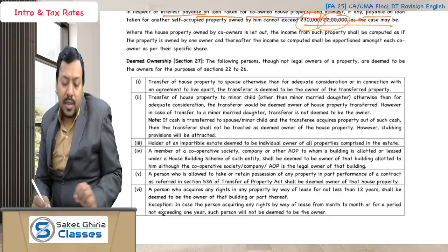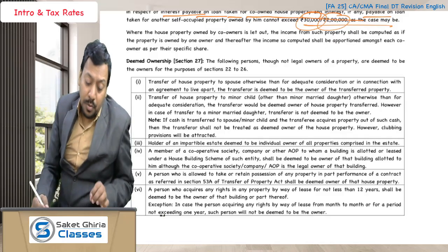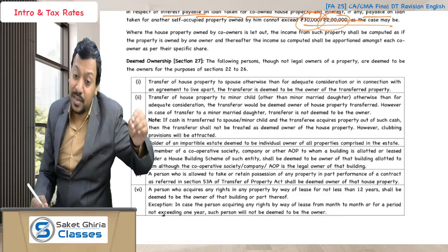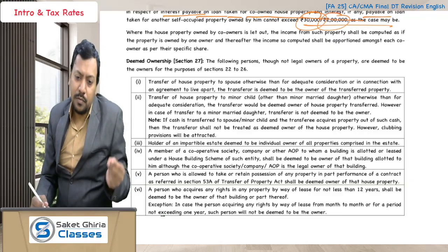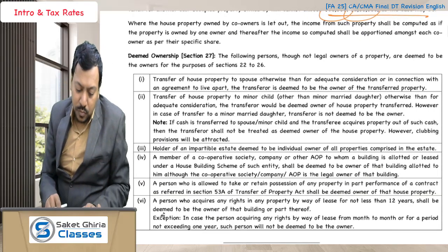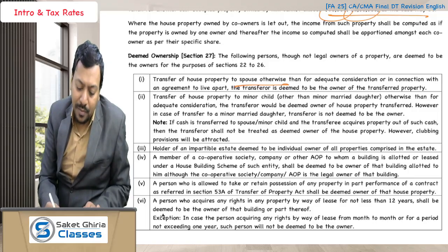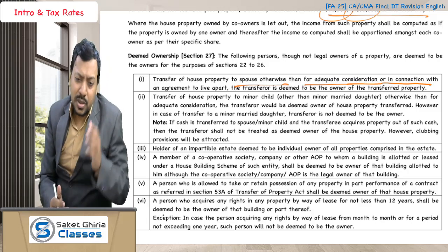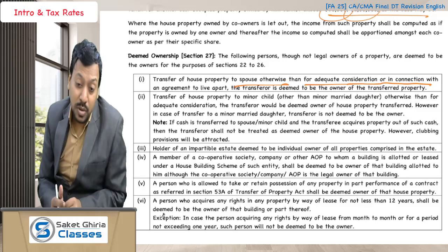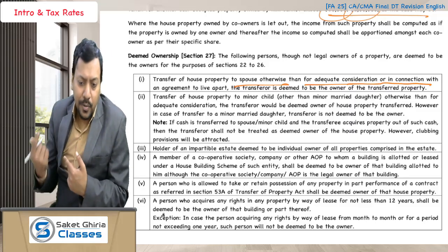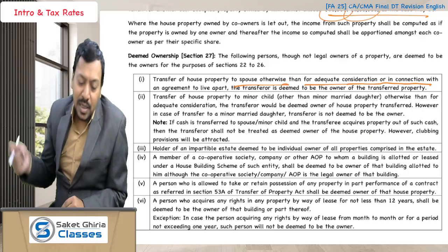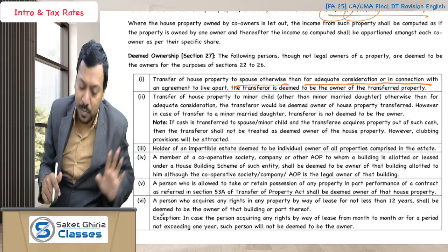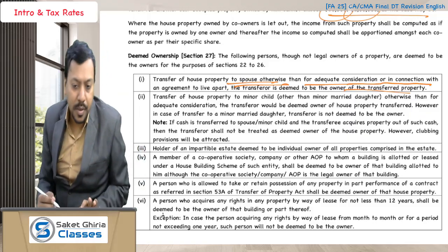There are certain provisions which are for the deemed ownership of the property. Even if the property may not be registered in the name of the assessee, the assessee will be considered as a deemed owner of the property and the income will be taxable under the head house property. So what are the situations? Transfer of house property to spouse otherwise than for adequate consideration or in connection with an agreement to live apart, which means a divorce. So let's say Mr. A has transferred his house property to his wife Mrs. A, not for adequate consideration or in the divorce case. In such a case, Mr. A will continue to be treated as the owner of the house property for income tax purposes. Mr. A will be treated as a deemed owner of the property. I hope you get the point.